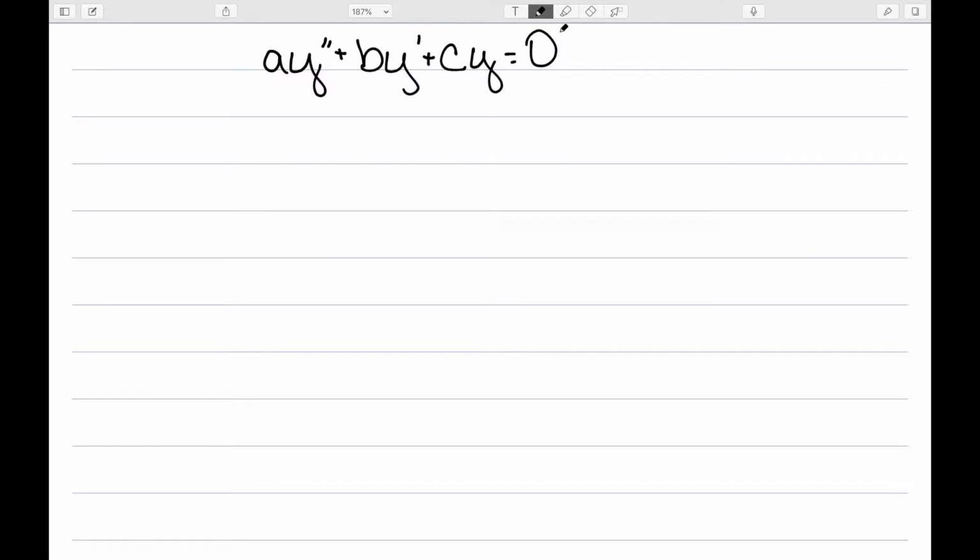In previous videos, we had been looking at solving differential equations of this form: ay double prime plus by prime plus cy equal to 0. And we discussed how it boils down to solving this quadratic equation, ar squared plus br plus c equal to 0.